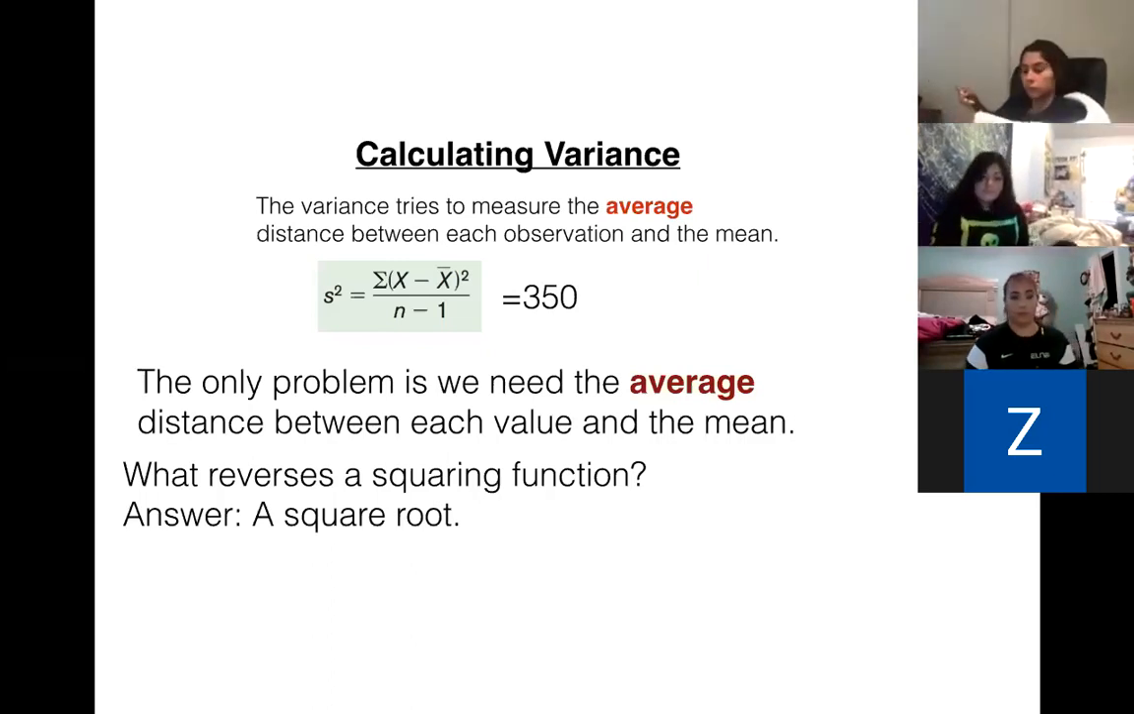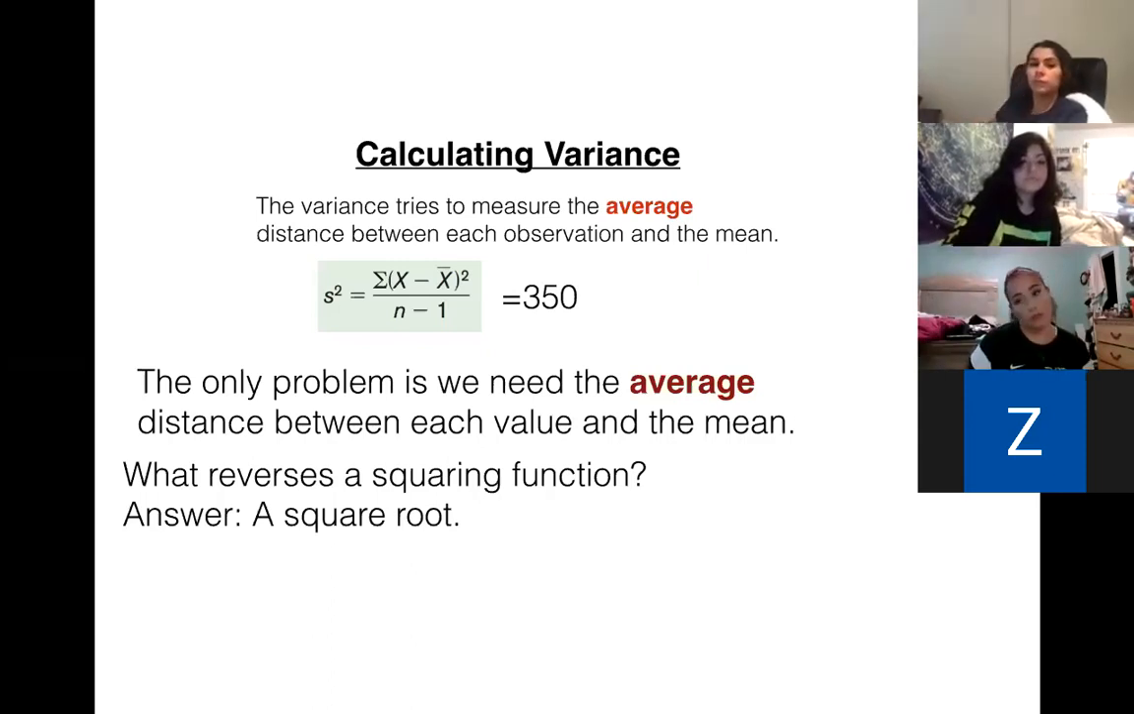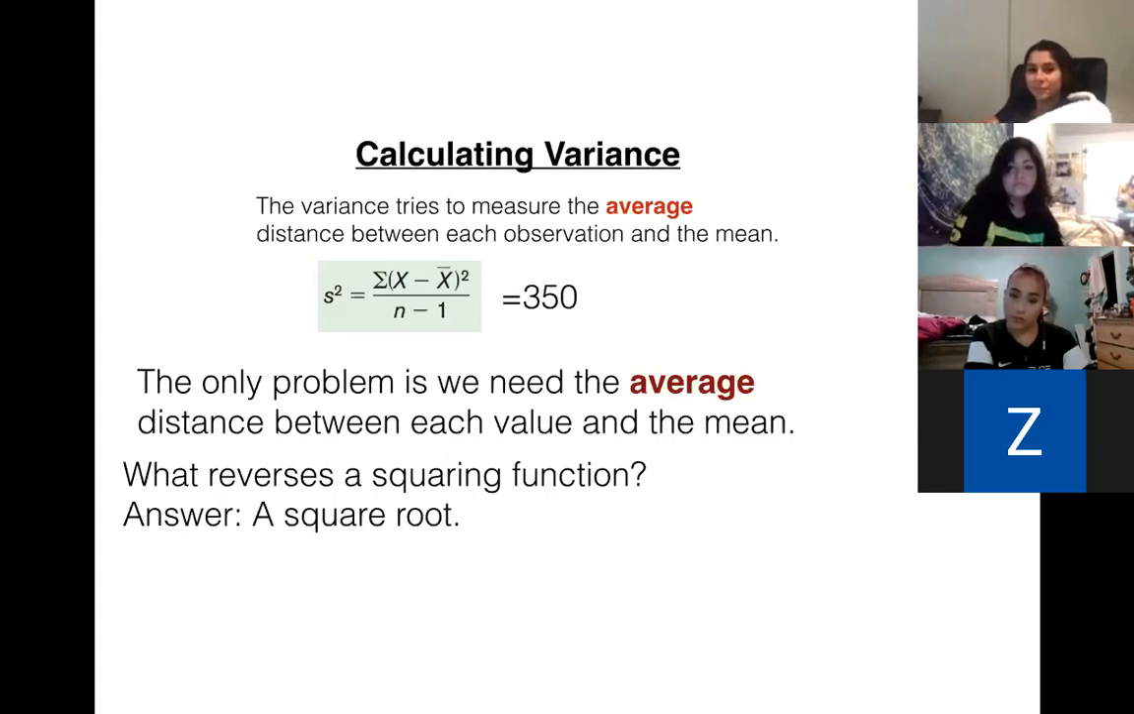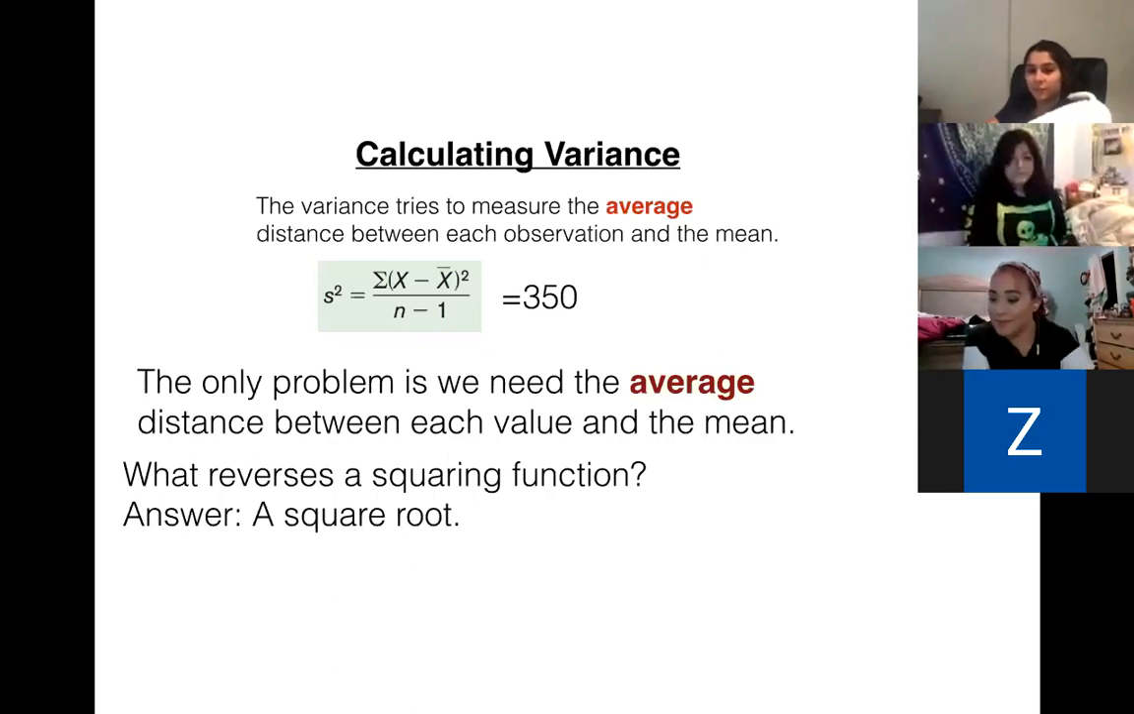So the same thing here. We don't want to talk about average squared distances. We just want to keep it simple: average distance. So we have to do something that's going to knock out that square. What do we know in math? I guess I kind of went a little too far with the slide. The answer is right up there. What undoes a square in math? Square root. Right, square root. So what we're going to do is roll out the square root, and that's going to bring us to the standard deviation.